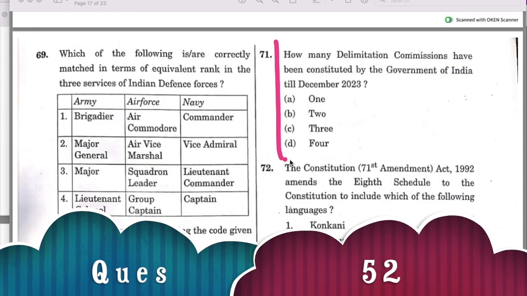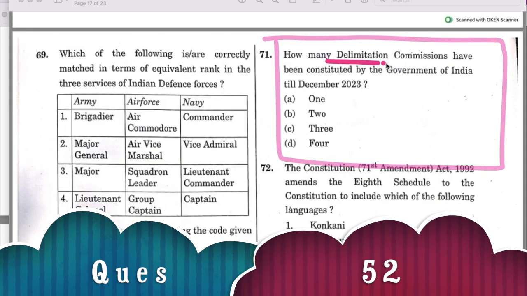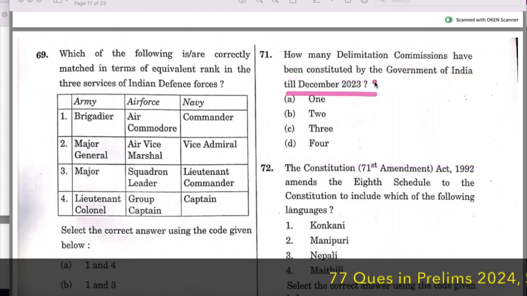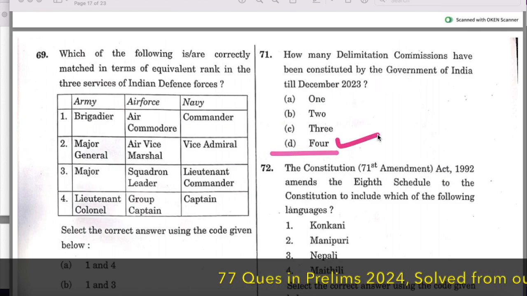Next question, how many delimitation commissions have been constituted by the government of India till December 2023? And the correct answer is 4.